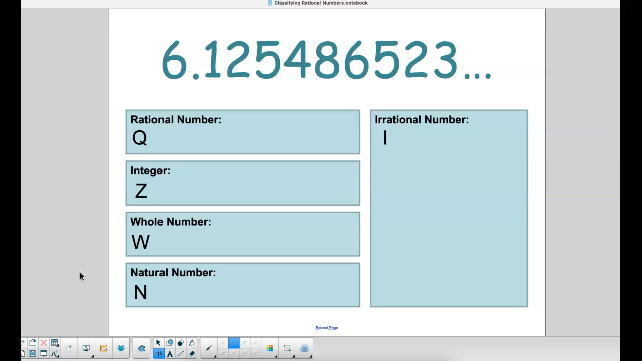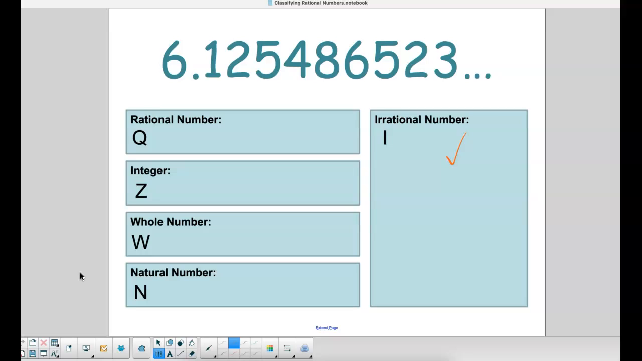The 6.125486523, and so on and so on. That's a very long decimal that does not repeat. It does not end. It's irrational. When it's a crazy number like that, it's irrational.